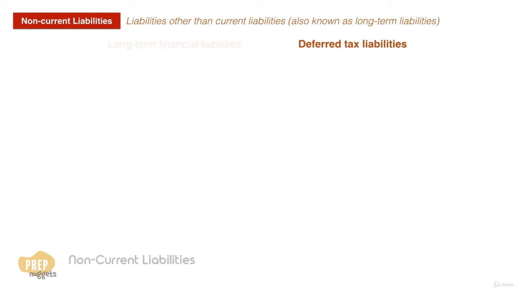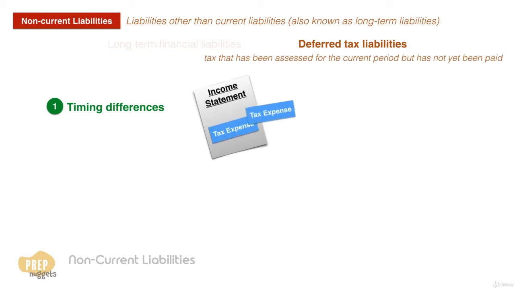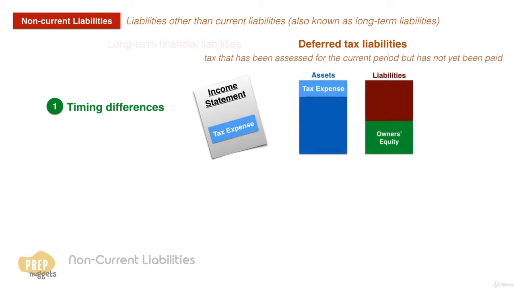Deferred tax liability is a tax that has been assessed for the current period but has not yet been paid. This deferral can be due to timing differences between the accrual of the tax and payment of the tax. For instance, a company earned an income for the year, and thus the tax expense for this income is recorded in the current period. However, the cash will not actually be paid until the next period and remains in the balance sheet. The solution for this accrual difference is to record a deferred tax liability to balance the books.